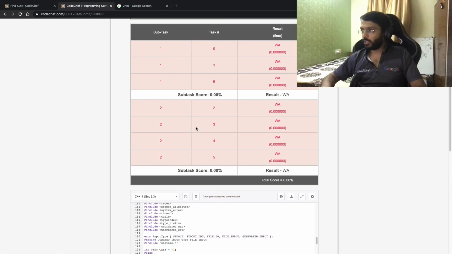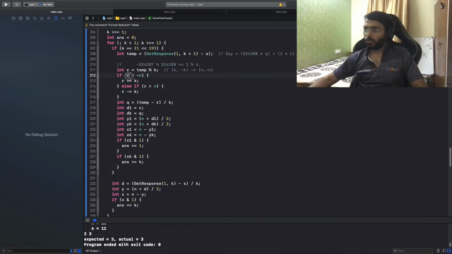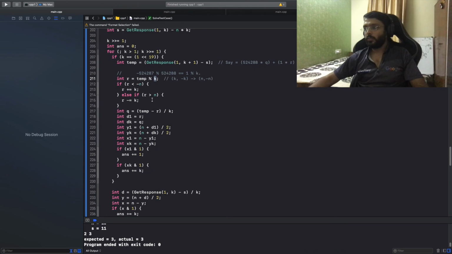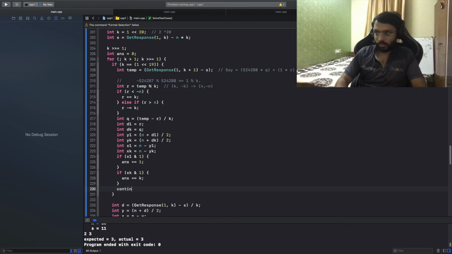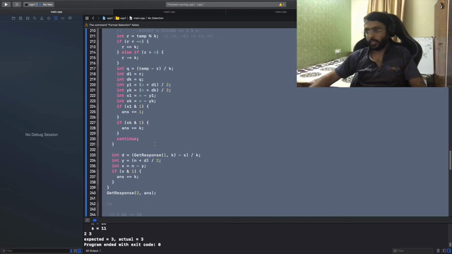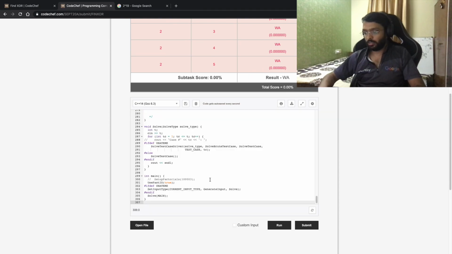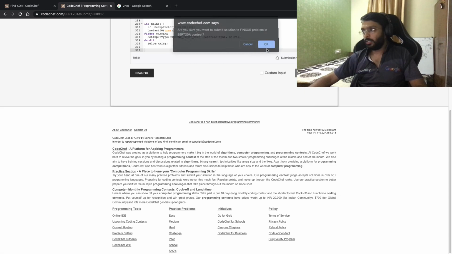It seems like a wrong answer. Let's just verify if I did something wrong. So what I simply did was a modulo k. So r is this, k plus 1, so that's fine. I need to do a continuous one just to make sure that I do not recalculate all this, and this starts from 20, right? Yeah, seems like it.